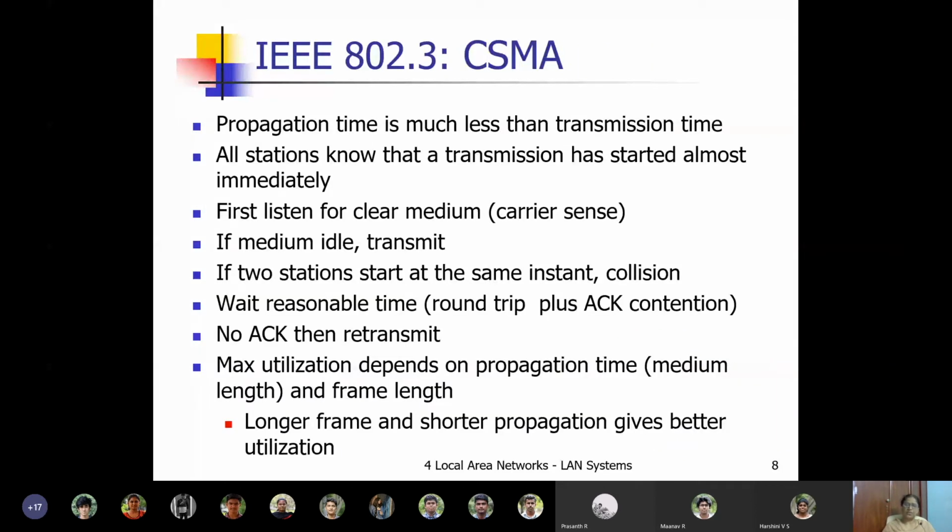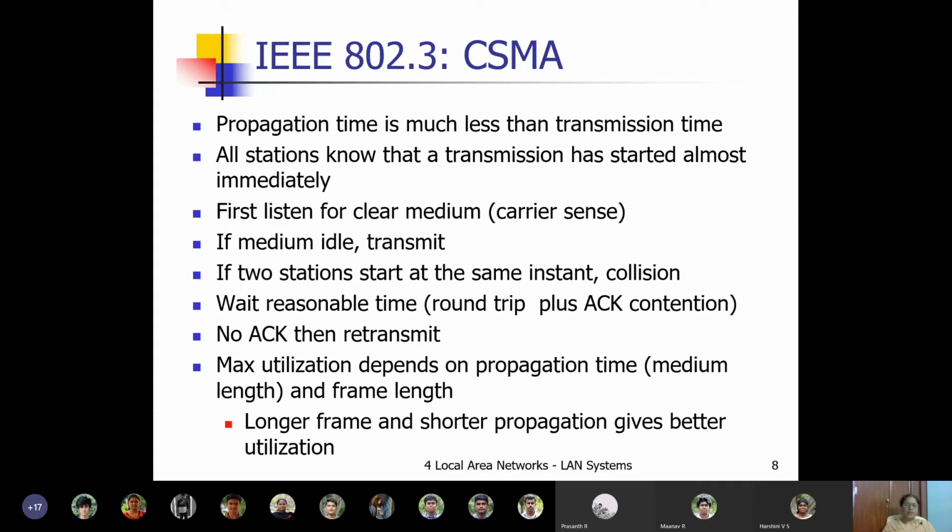This protocol evolved into carrier sense multiple access. What is a carrier? The carrier is the medium. The other name for medium is carrier. If a station wants to transmit, it will listen to the carrier. It will sense the carrier and then access the medium. That's why it's called carrier sense multiple access.